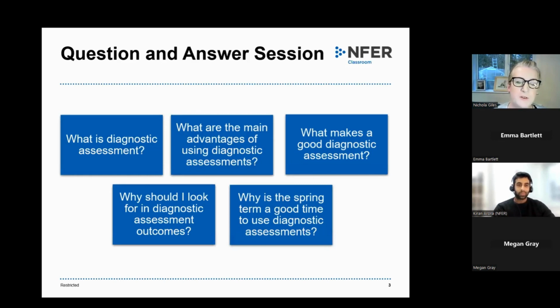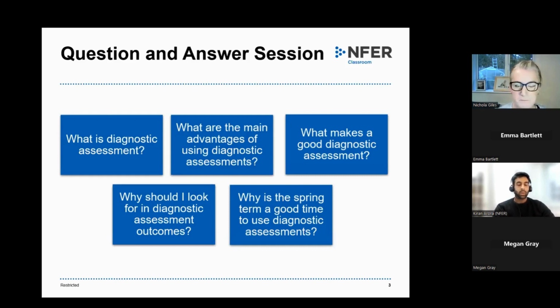Okay, wonderful. So what we thought we would do is base this on questions that we get from lots of schools, whether it's in any of our feedback. But if you do have any others, like I said, please put them in the chat and they'll be answered in that follow-up tomorrow. So that first question then, Kieran, what is diagnostic assessment?